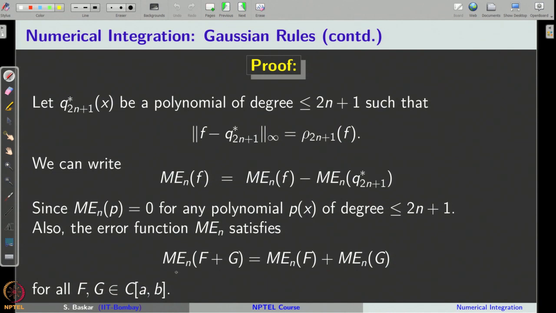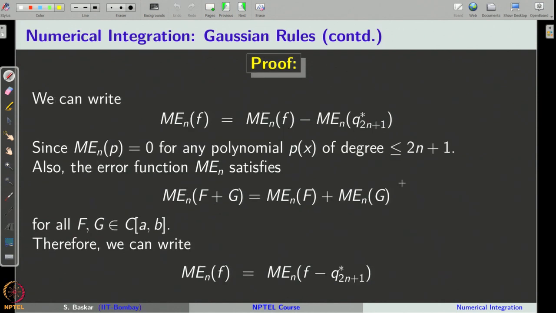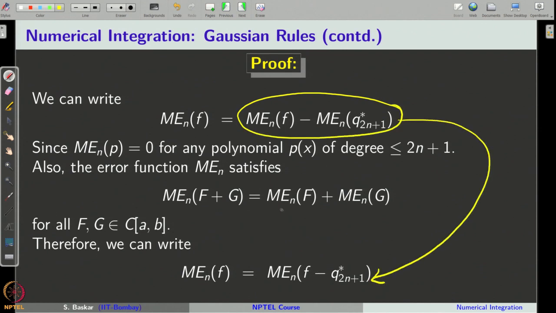Now, you just check that the mathematical error involved in the Gaussian quadrature rule for the integrand f plus g is nothing but the mathematical error involved in the Gaussian quadrature rule with integrand f plus the mathematical error with integrand g. Okay. So, this is very simple to check. It comes directly from the linear property of the integral, in fact. Now, I will use this simple property in this expression, and that tells me that I can write this expression like this, with a minus sign here. That is what I am doing.